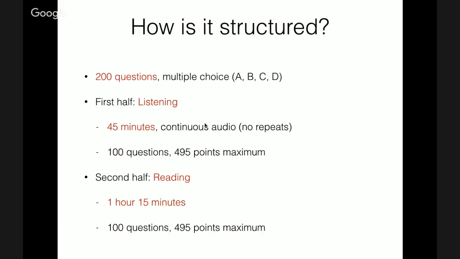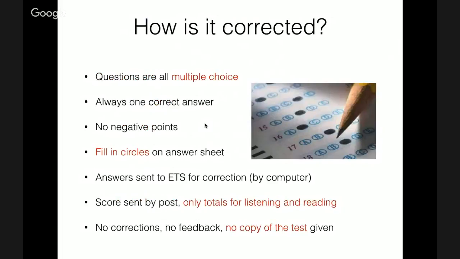The second half is the reading part. In the reading part, you've got 1 hour and 15 minutes. It's 100 questions again, and again, it's 495 points. There's a little margin of error in that. So those are the two parts of the TOEIC. So within that, when we finish the test, how is it corrected?